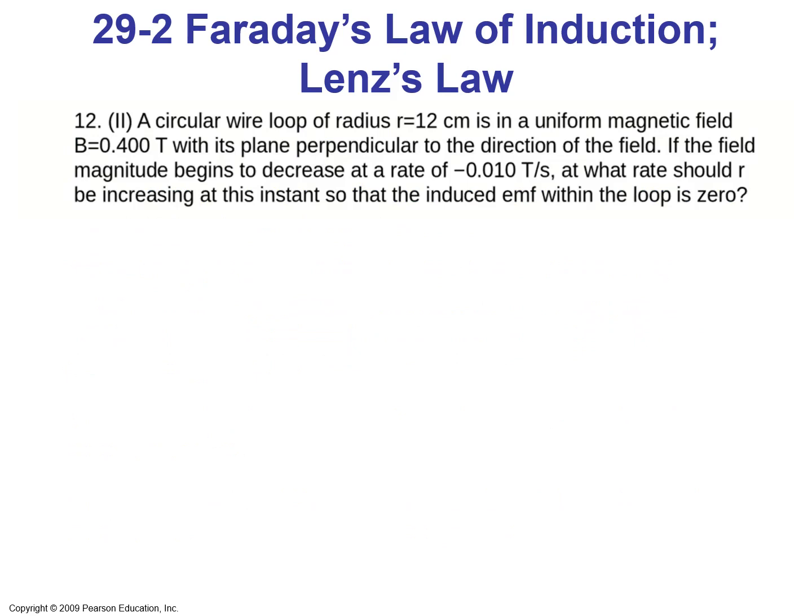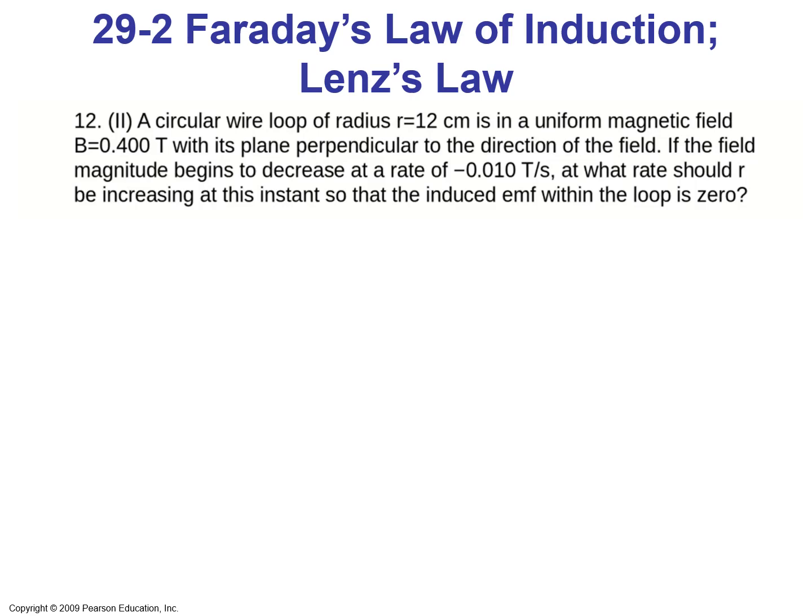Okay, as an example, I'll take a look at problem number 12 in the book. A circular wire loop of radius r equals 12 centimeters is in a uniform magnetic field B equals 0.4 Tesla with its plane perpendicular to the direction of the field. If the field magnitude begins to decrease at a rate of 0.01 Tesla per second, at what rate should r be increasing at this instant so that the induced EMF within the loop is 0?